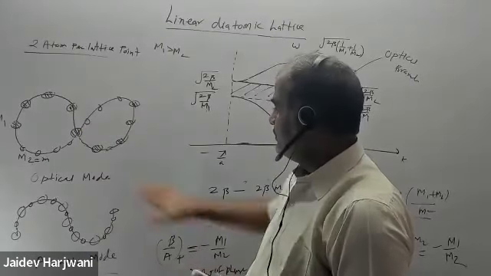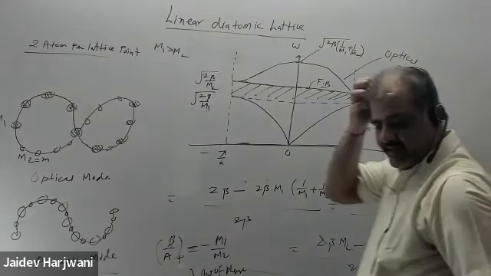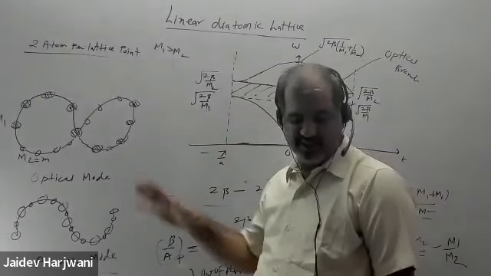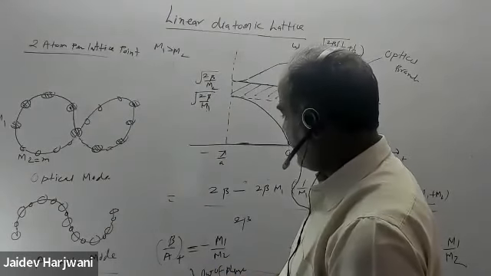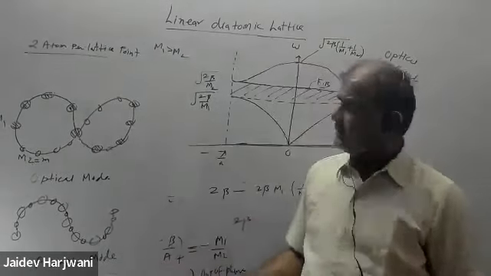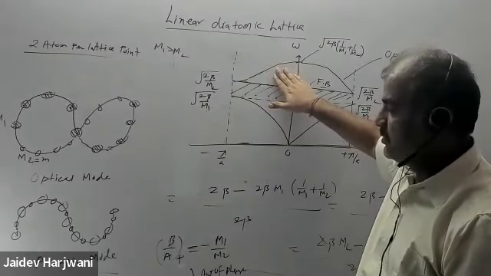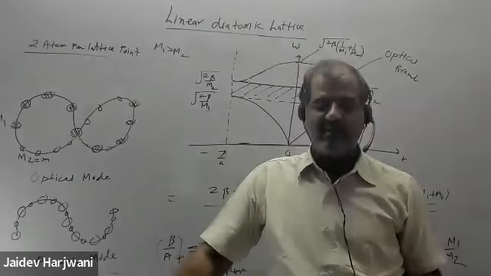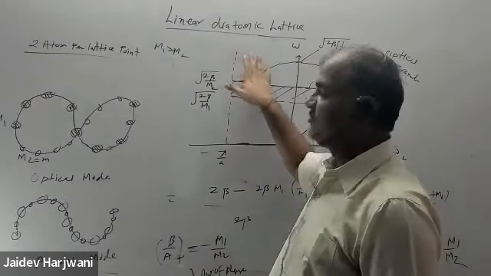There is still some qualitative discussion we have to do, so today I'm stopping class here. Tomorrow we'll further try to understand these optical and acoustic modes. One thing I want to say: generally the frequency of the optical mode is near the IR region. If any crystal has two atoms per lattice point, there will always be an optical branch along with the acoustic branch.